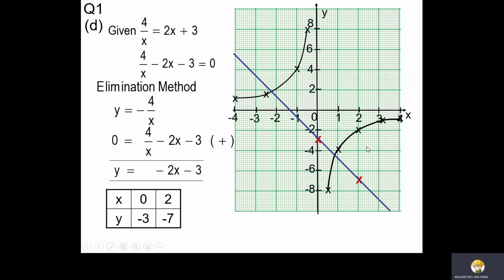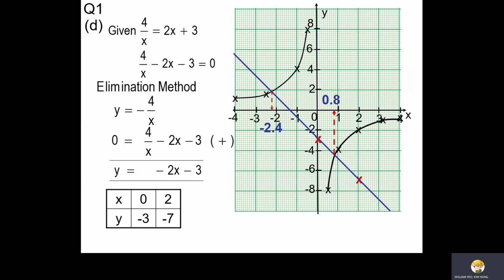Then you just have to read the points. This point here is roughly negative 2.4. This point here is 0.8. When we do part D, only focus on the x, don't read the y. Don't read this y, because you are solving for x.